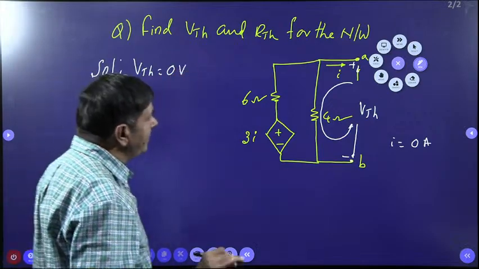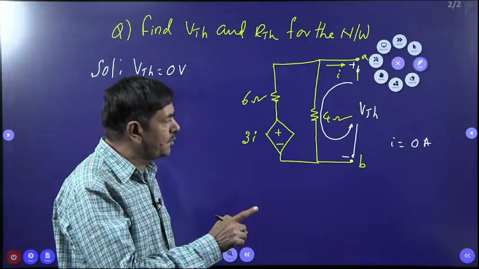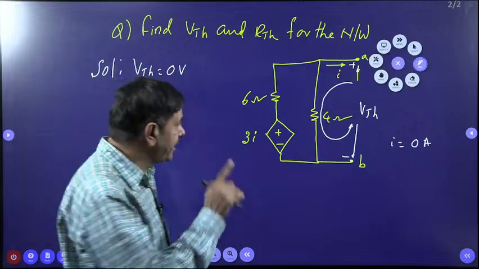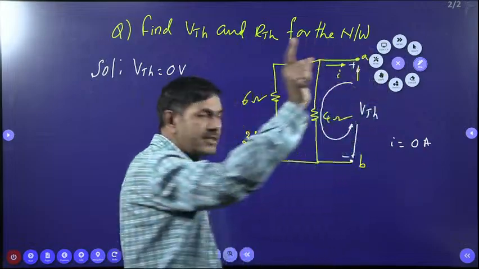Otherwise, I would go very blindly, sir. Easily you can say, if there is a dependent source but no independent source given, directly VTH equal to 0 voltage only.